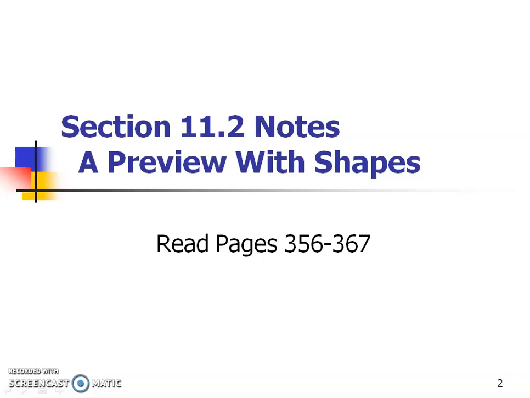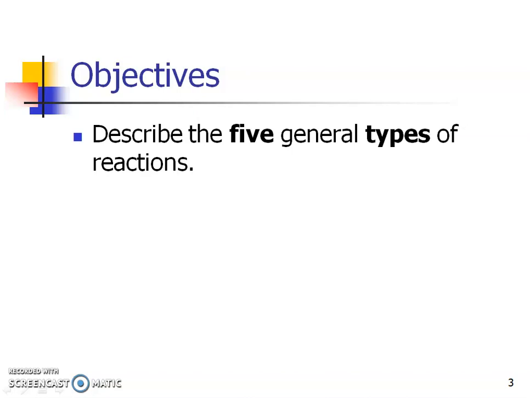This is Mrs. O'Neill for Chapter 11, Section 2. But first, a preview with shapes. Shapes hopefully will get you to understand visually what is going on in a reaction, because you're going to have to describe the 5 general types of reaction. In other words, you're going to have to categorize them.